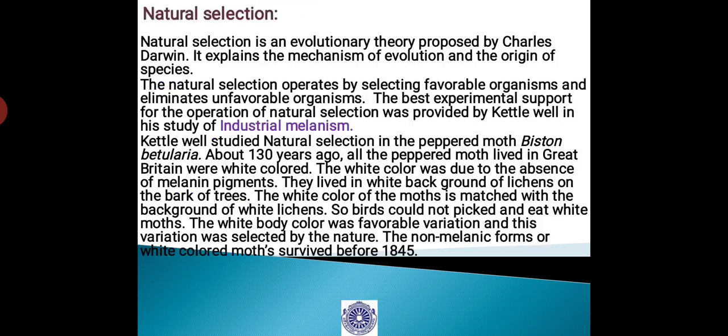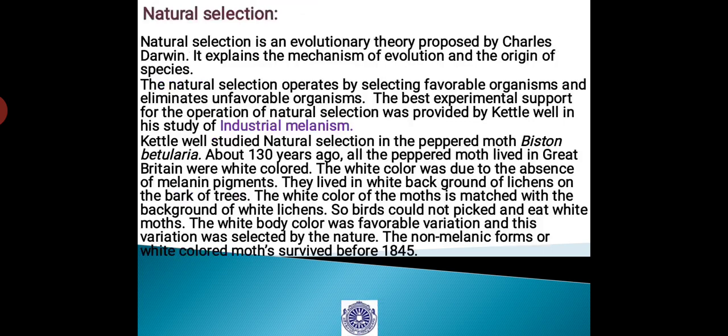Then coming to natural selection. Natural selection is an evolutionary theory proposed by Charles Darwin, which we already discussed. It explains the mechanism of evolution and the origin of new species. Natural selection operates by selecting favorable organisms and eliminating unfavorable organisms. The best experimental support for this operation of natural selection was provided by H.B.D. Kettlewell in a study of industrial melanism. Kettlewell studied natural selection in the peppered moths, that is Biston betularia.